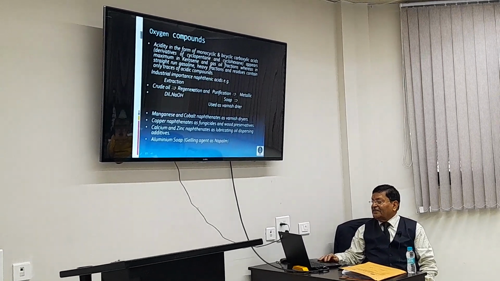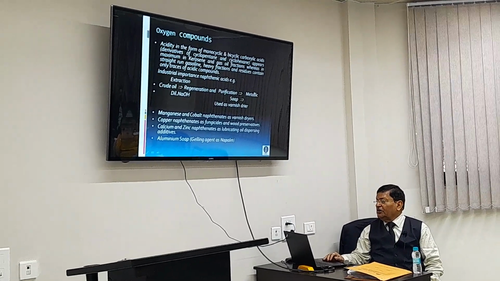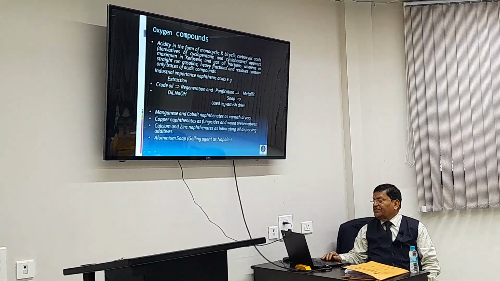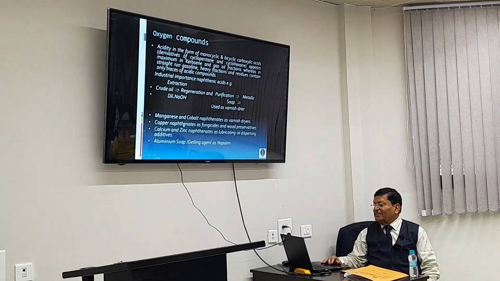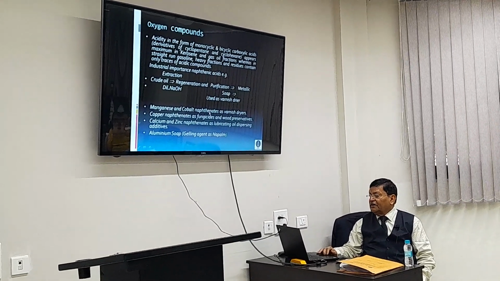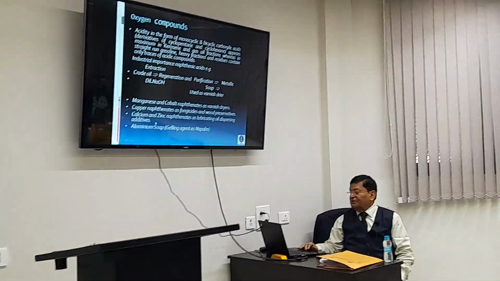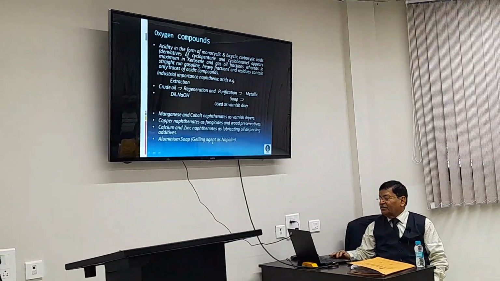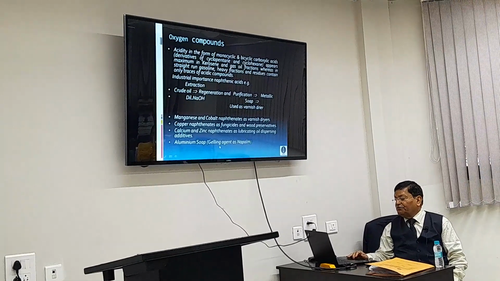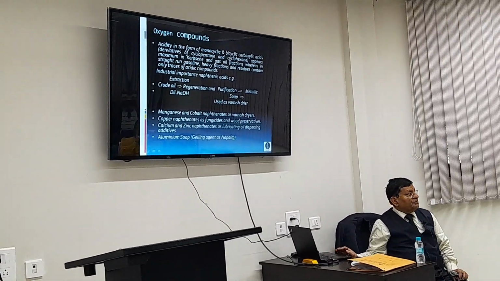That naphthenic acid regeneration and purification will give you the metallic soap: manganese and cobalt naphthenates as varnish dryers, copper naphthenate as fungicides and good preservative, calcium and zinc naphthenates as lubricating oil dispersing additives, aluminium soap as gelling agent for napalm.